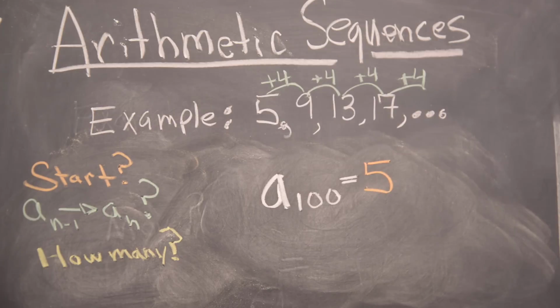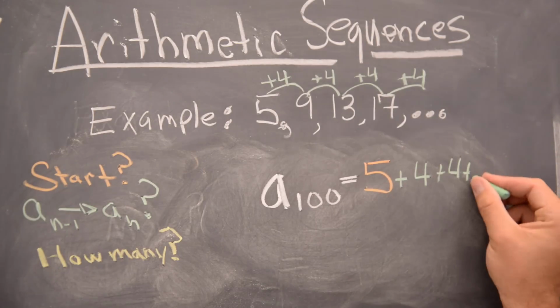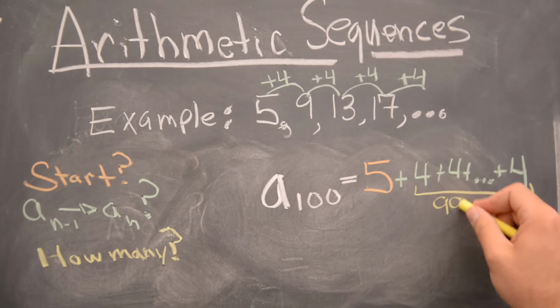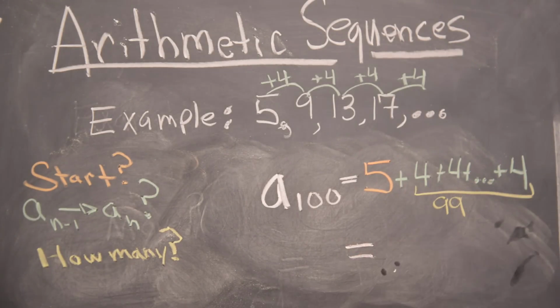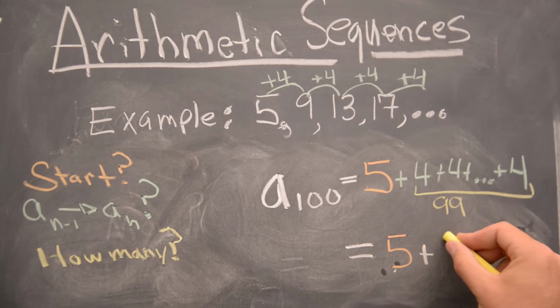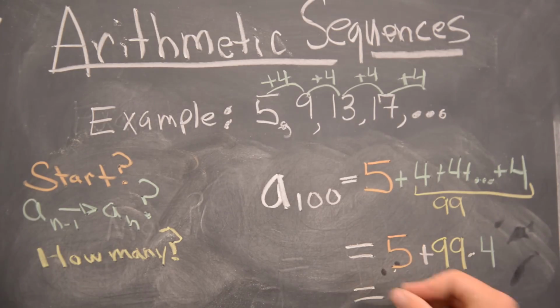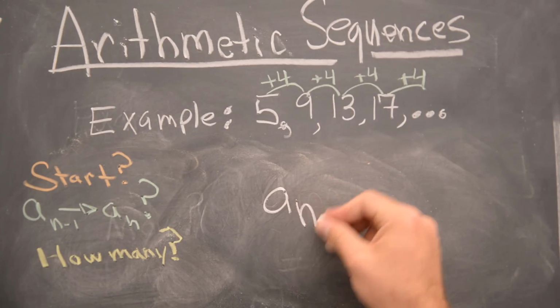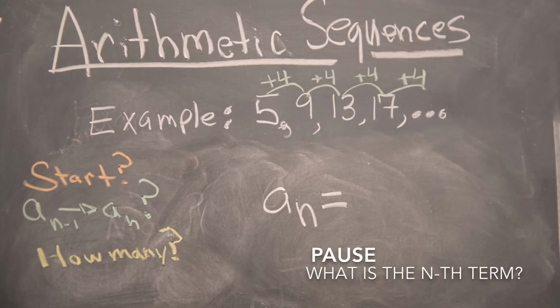The sequence starts at 5. To move from one term to the next, we add 4. To get to the 100th term, we have to add 4 99 times. So the 100th term is 5 plus 99 times 4, or 401. What about more generally? Can you find the nth term by answering the same questions?